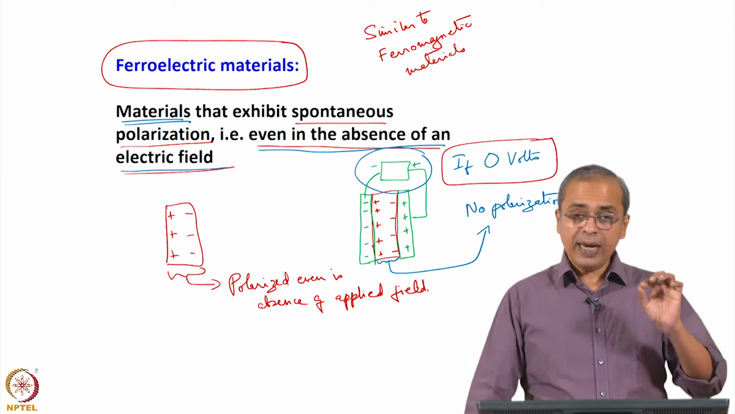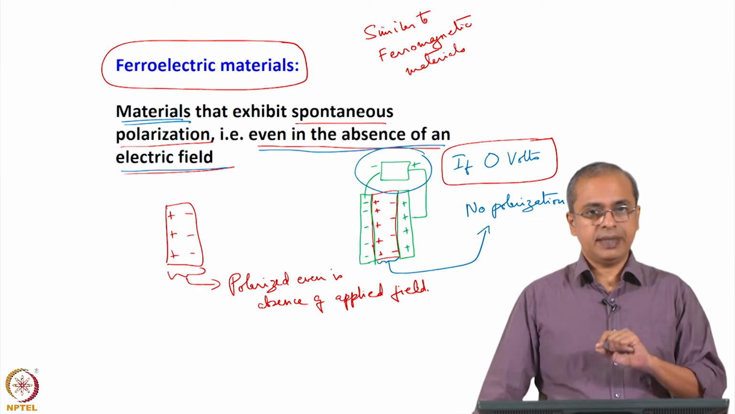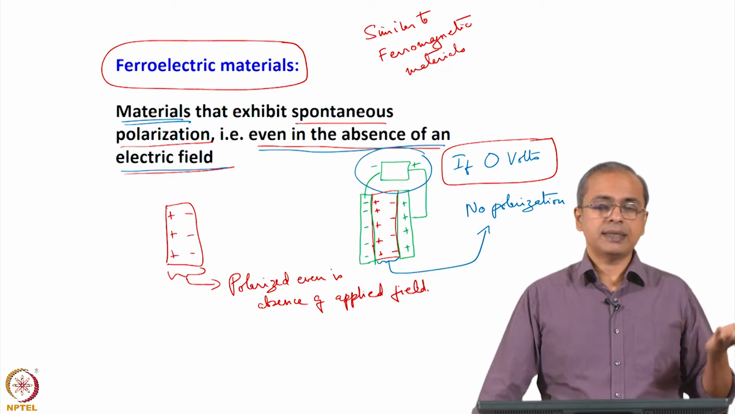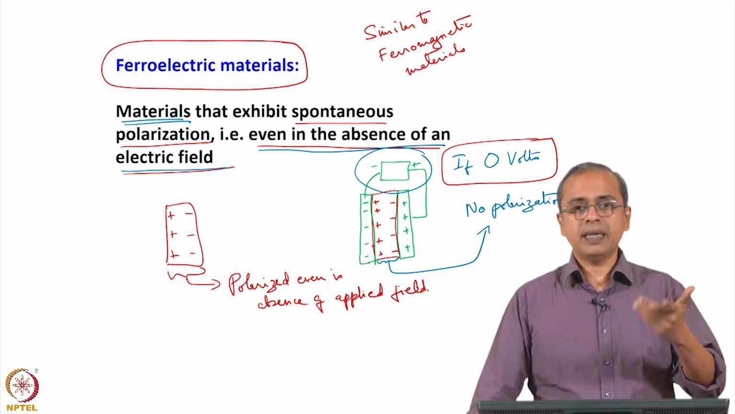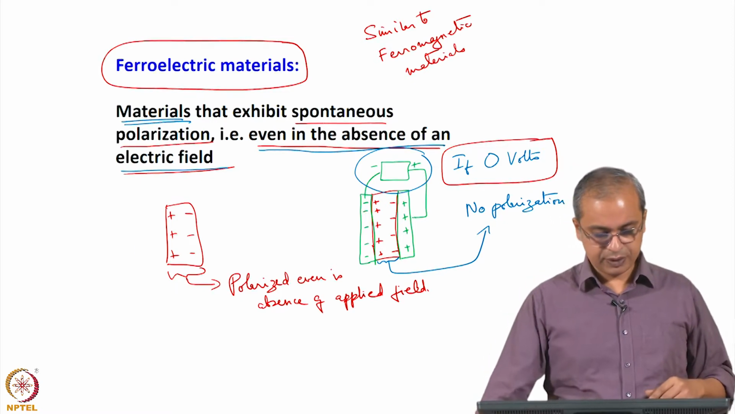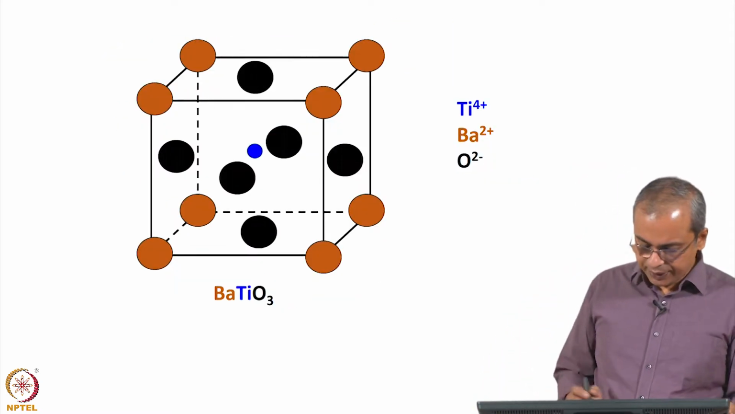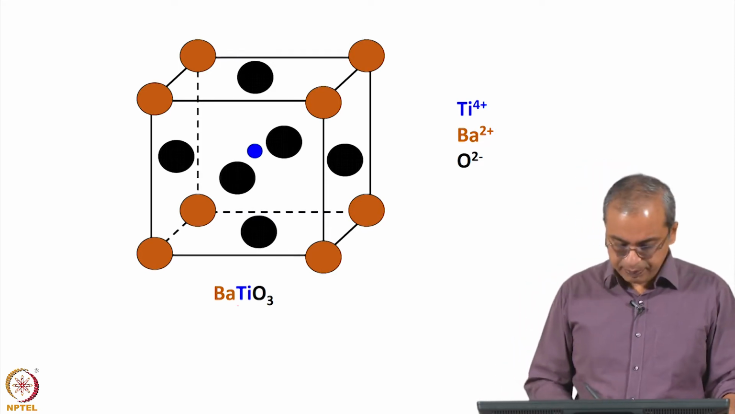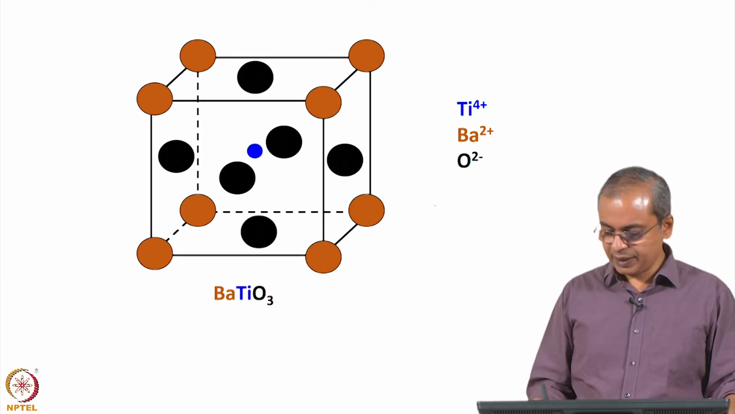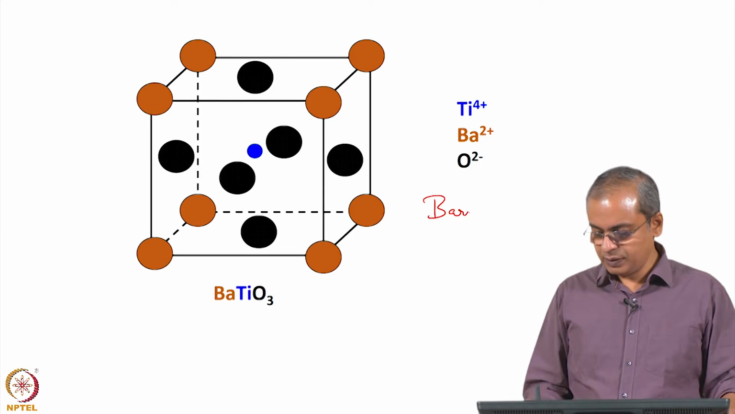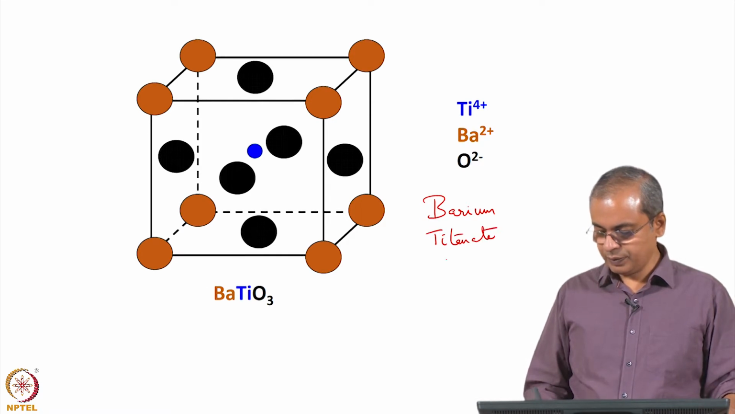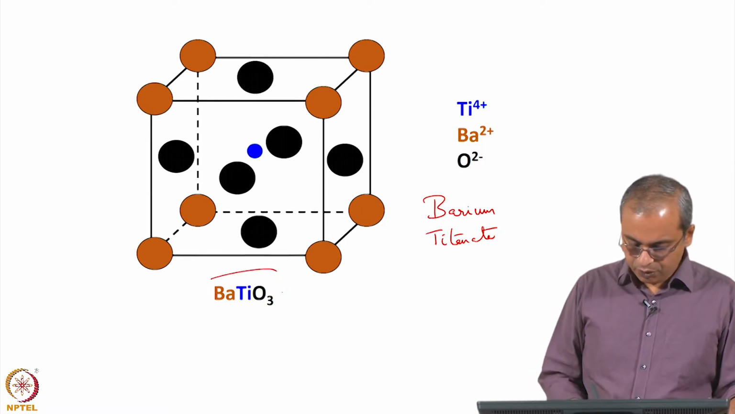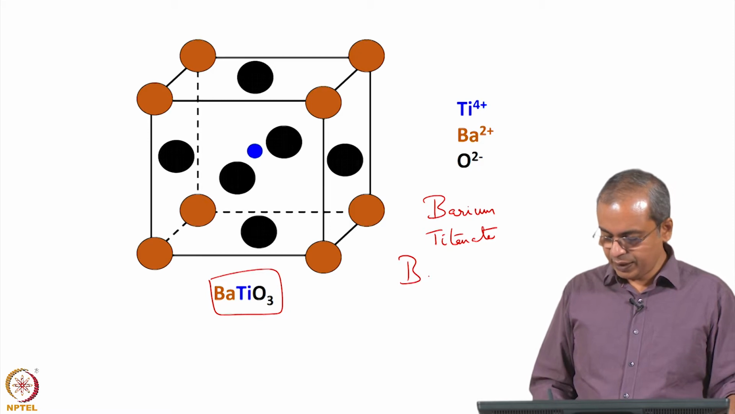So, why does a material show ferroelectricity? What is that phenomenon that is happening inside that material that helps that material demonstrate ferroelectricity to us? For that let us look at a typical material that is often used to highlight this phenomenon, which is barium titanate. Okay, barium titanate. So, it has this formula BaTiO3.